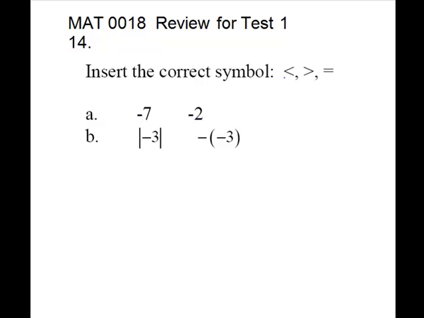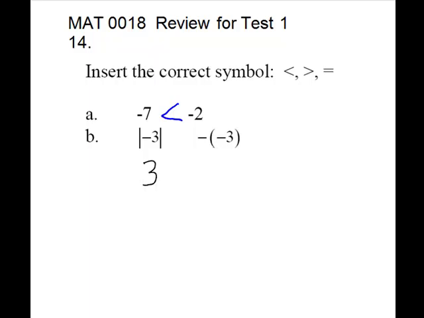You've gone more on the negative side. It will get the less than symbol. For the second one, you need to simplify these first. So first of all, for the absolute, absolute means how far is the negative 3 from 0? It will be 3 spaces.